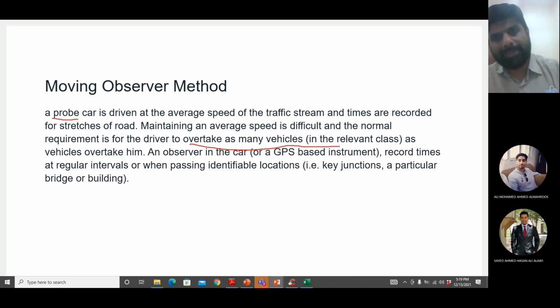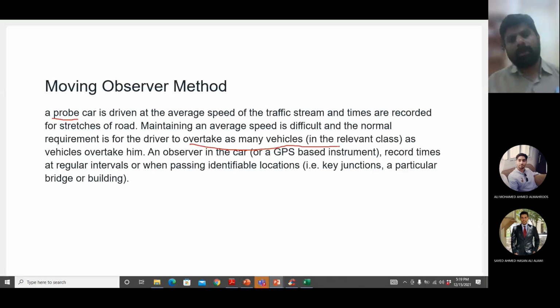If you are maintaining your position, so that the number of cars which have overtaken you equals the number of cars you have overtaken, that means your speed will be considered the average speed of the traffic. At that time, you have a driver in the probe car, and then you have an observer, and the observer is recording the time: at what time it reached point 1, at what time it reached point 2, for how much time it was stopped, and so on and so forth.